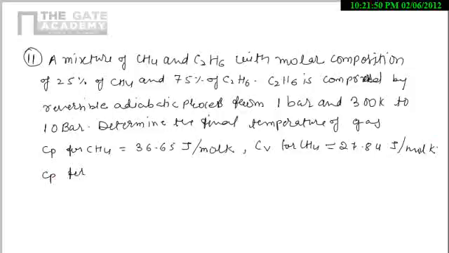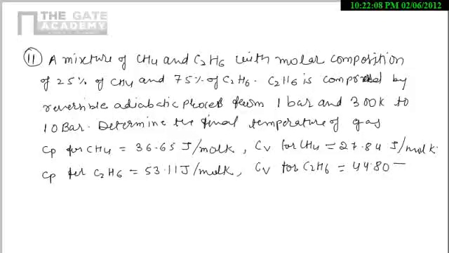Cp for C2H6 equals 53.11 joule per mole Kelvin. Cv for C2H6 is 44.80 joule per mole Kelvin. So now I am just solving this problem. Here we are dealing with the mixture of CH4 and C2H6, and in this problem it is mentioned that it is a reversible adiabatic process.